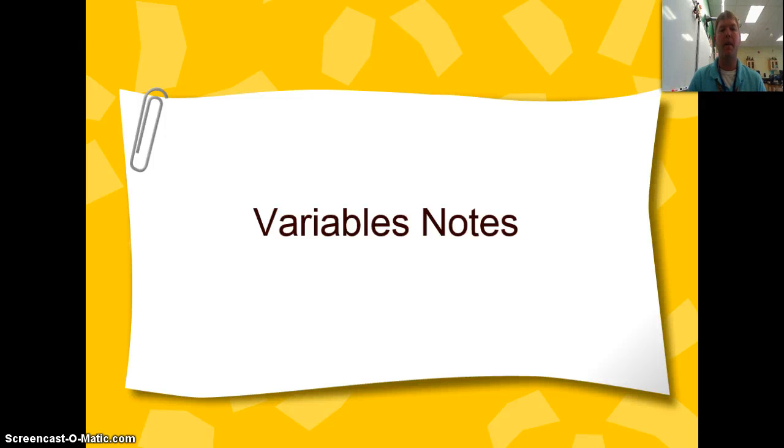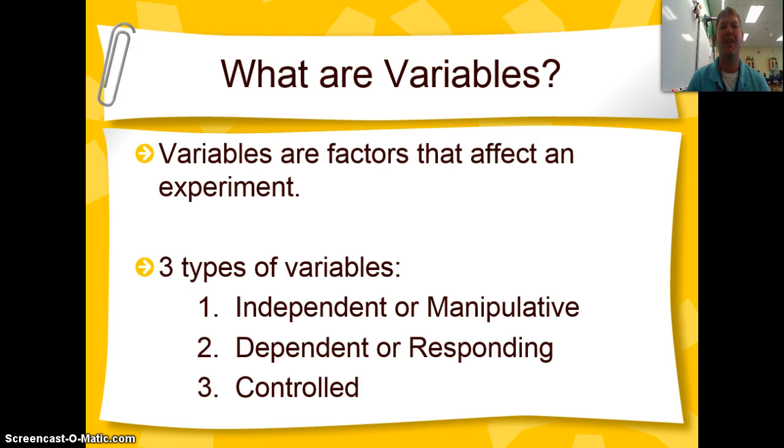Hey, today we're going to talk about our variables notes. So we should have our fill-ins ready to go. Here we go. So what are variables? Well, variables are those factors that will affect an experiment. And there are three types of variables that we're going to talk about. Number one, we call it the independent or the manipulative variable, number two, the dependent or responding variable, and number three, the controlled variables. So these are the things that will affect our experiment.